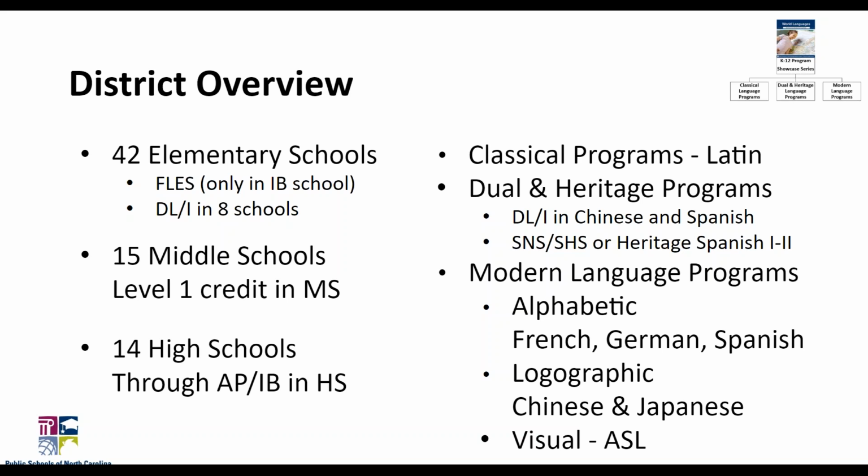That ensures that they have exposure to our different elective areas in the 6th grade and then can make choices based on that afterwards. In our high schools, we go into AP and IB classes up through those levels. Our programs include Latin, we have French, German, Spanish, Chinese, Japanese, American Sign Language, and Spanish for heritage speakers as well. You can go to the next slide.